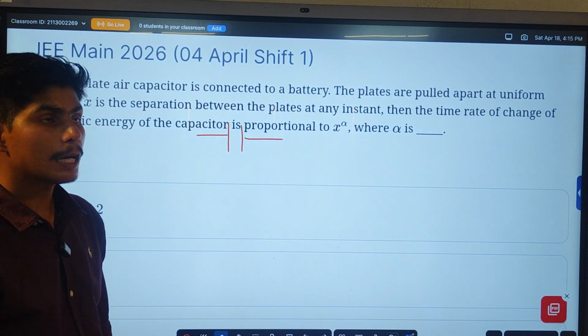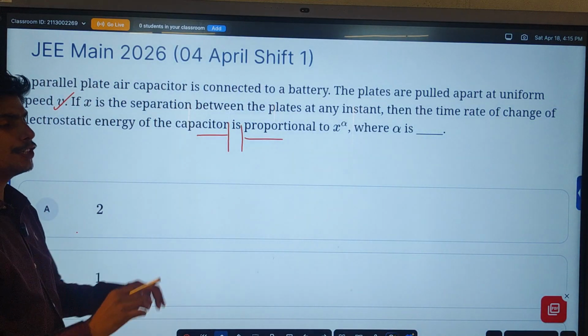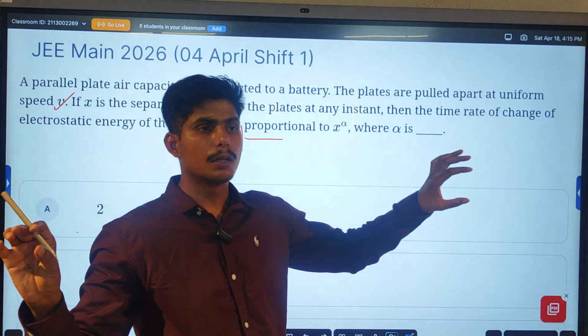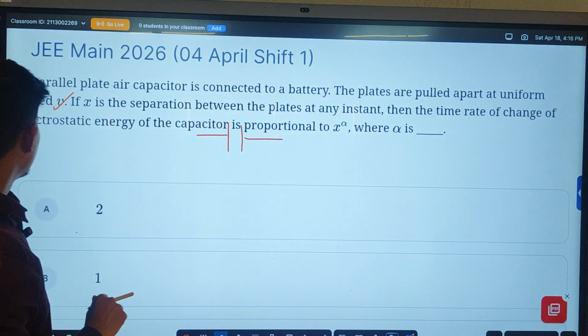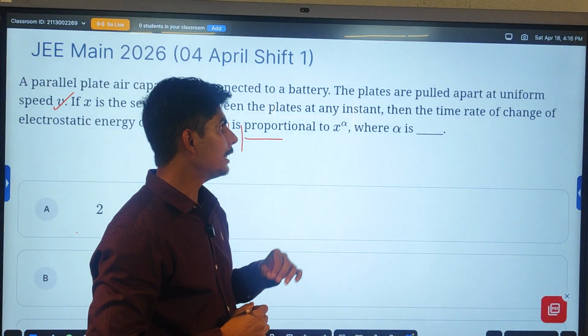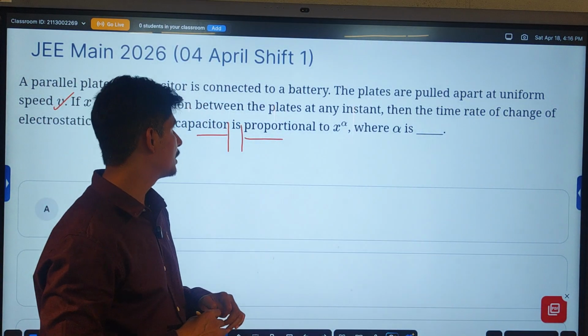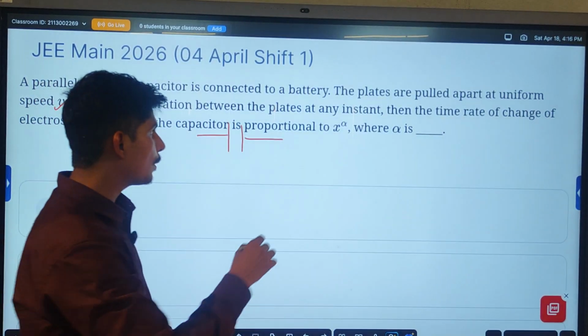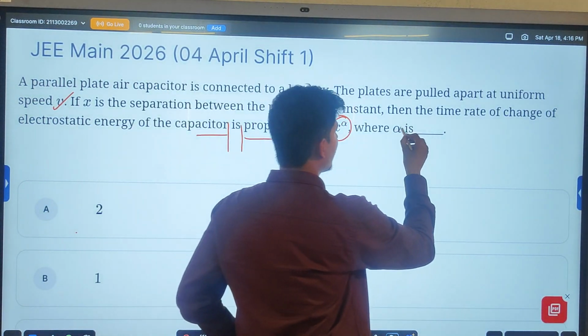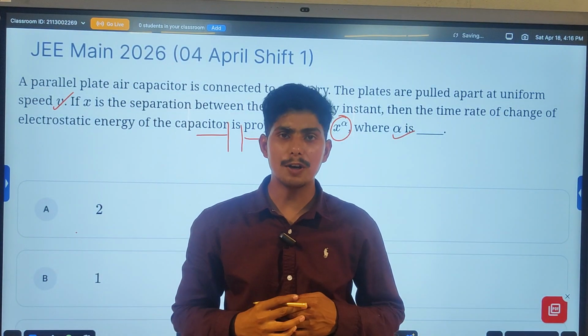The plates are pulled apart at a uniform speed v. Okay, plates are pulled apart means plates are moving apart with speed v. If x is the separation between the plates at any instant, then the time rate of change of electrostatic energy of the capacitor is proportional to x to the power alpha, where we have to find alpha. So my friend, in this question they are asking dU by dt.